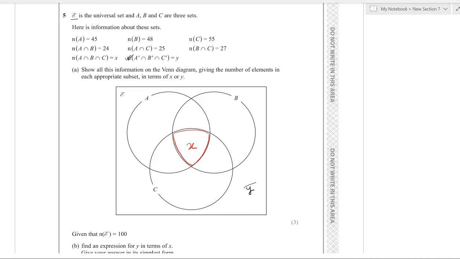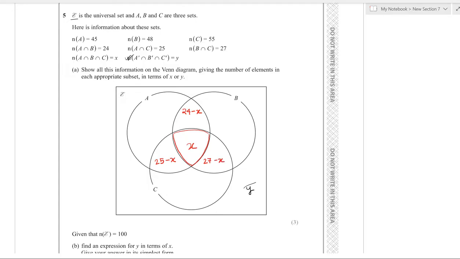Then we are going to move to the intersecting elements. A intersect B was 24, but A intersect B also contained the X elements, so we need to subtract X from the 24. So in this area you need to write 24 minus X. Again, A intersect C is 25, but 25 also contains X elements, so you have to write 25 minus X. And again, B intersect C is 27 and it has X included with it, so you have to write 27 minus X.